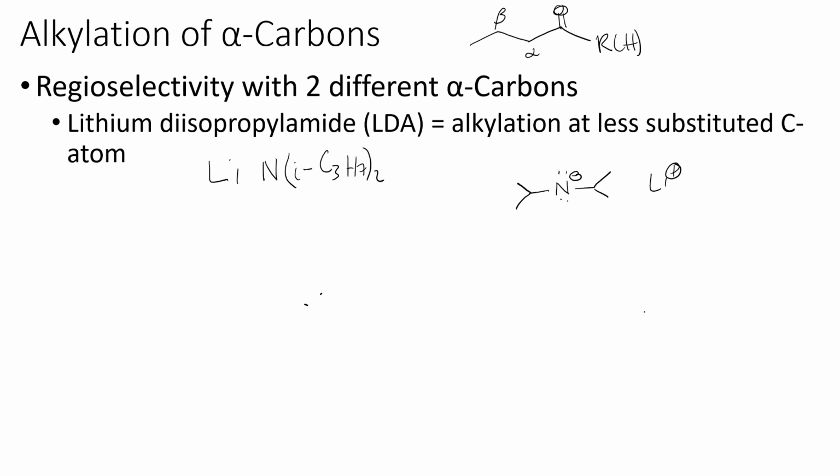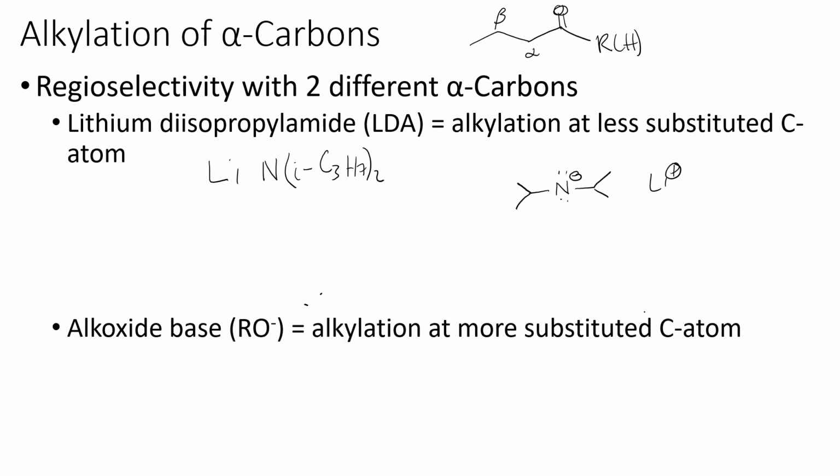So it will attack, or deprotonate, that less substituted carbon atom initially, generating that to be the new nucleophile as we go through the alkylation process. One of the other options that we have is the alkoxide base. This is that RO- unit where we have basically deprotonated an alcohol.